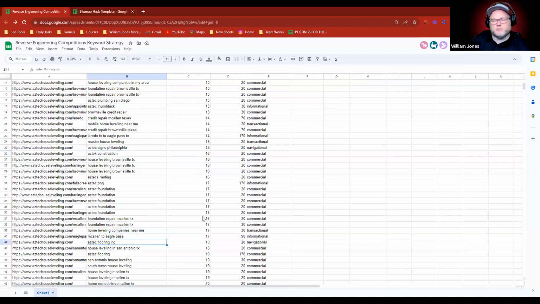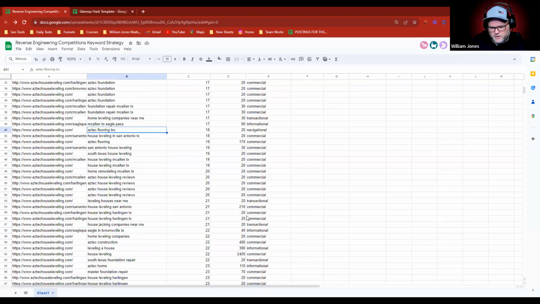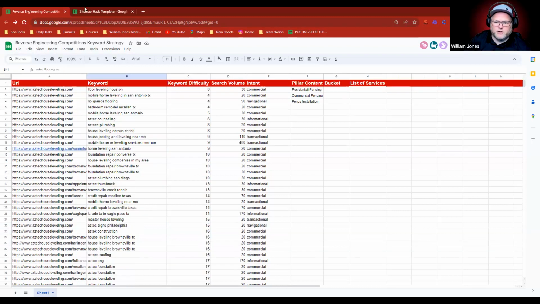This navigational is a brand name. Like, you know, you want to organize this. Why are we going to organize it? Because then when we look at our website and we build out our site, then we structure the sitemap, and I'm going to show you a very easy way to do that.